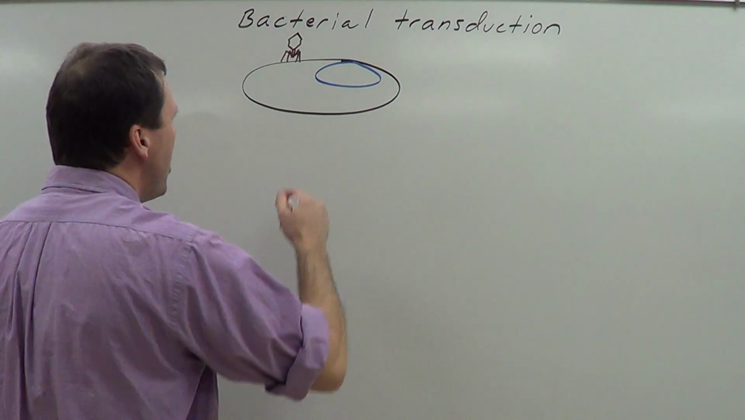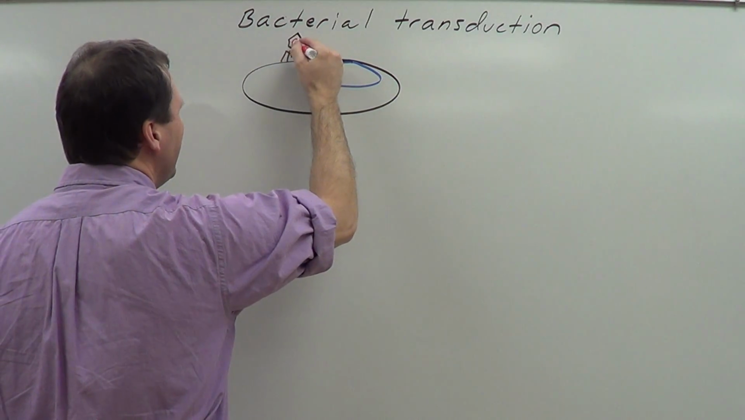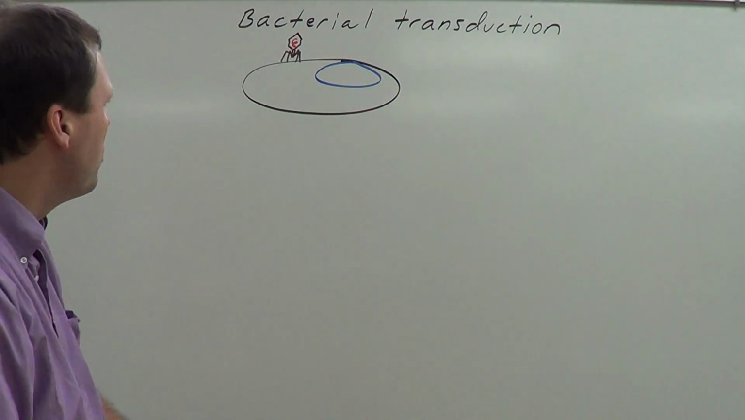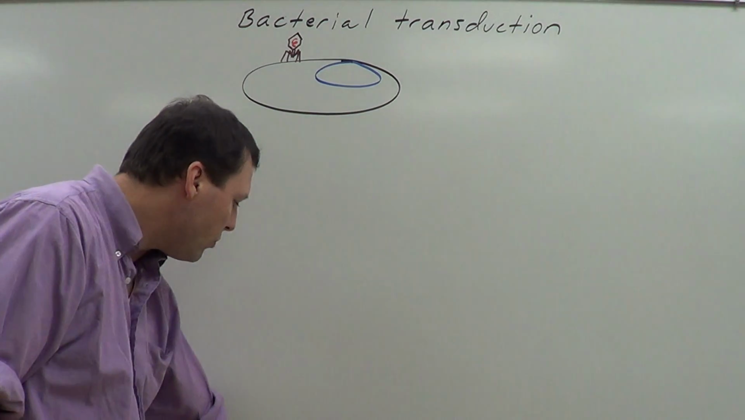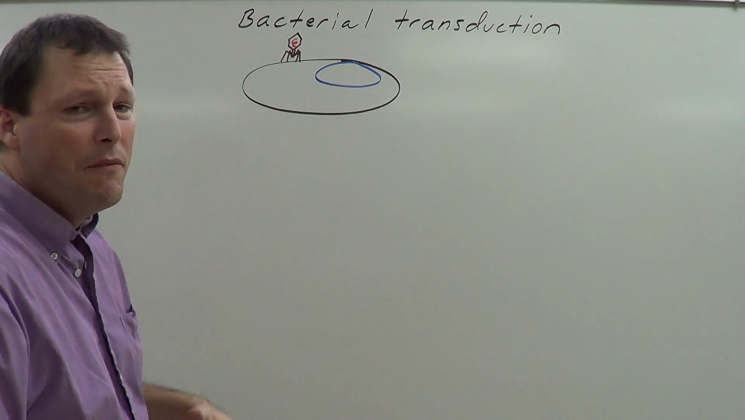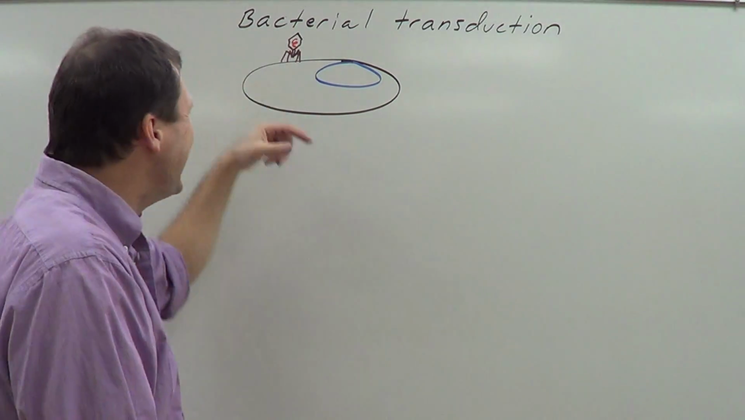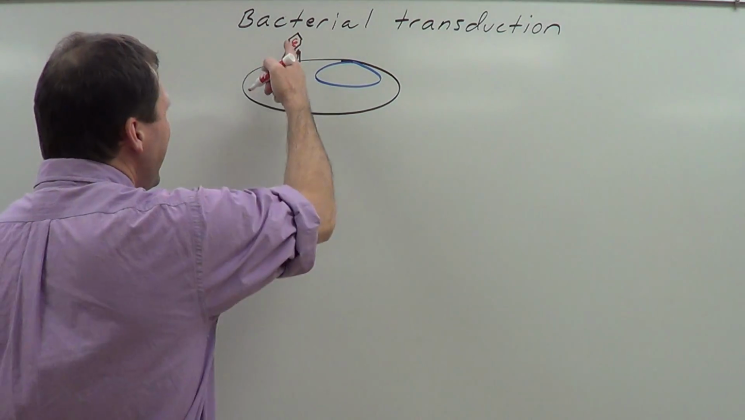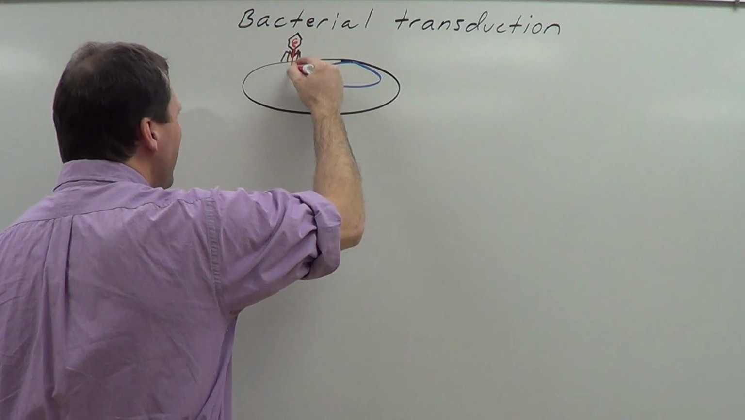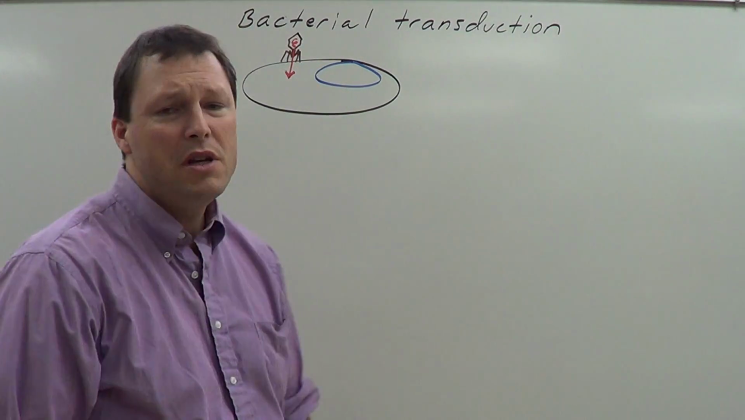Let's go ahead and draw a piece of DNA. There it is. The DNA is in red. It's inside the bacteriophage there. And once this virus attaches to the bacteria, that virus is going to inject that piece of DNA into the recipient cell.